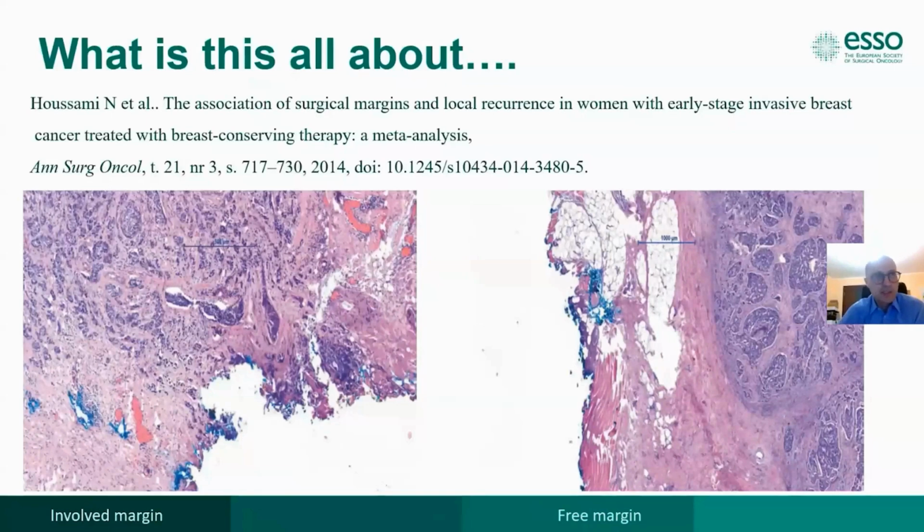So in recent years, many methods have been developed to reduce the number of reoperations. One of them is the intraoperative margin assessment using tomosynthesis. The method was introduced into clinical practice in our center in 2019. Since 2020, it has been the leading method of intraoperative assessment of the resection margins in our center.